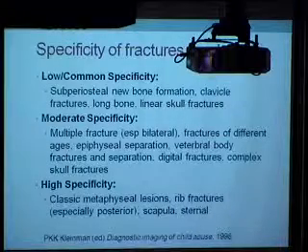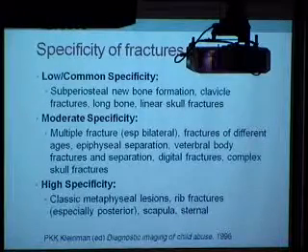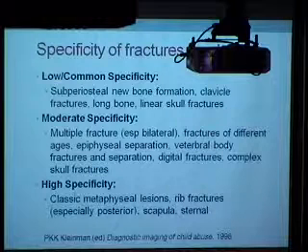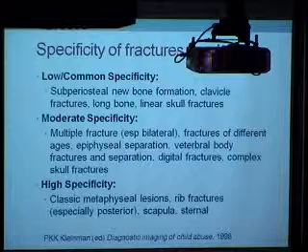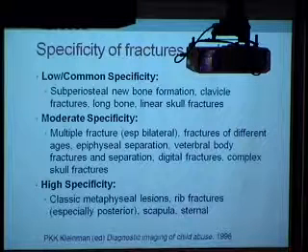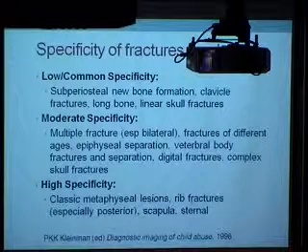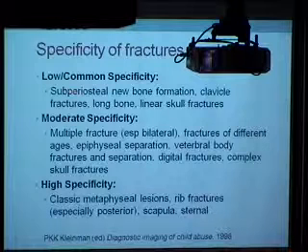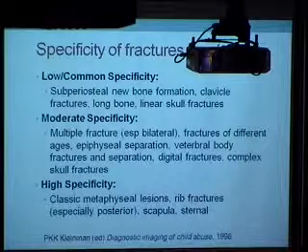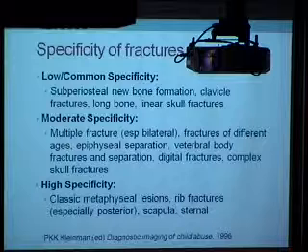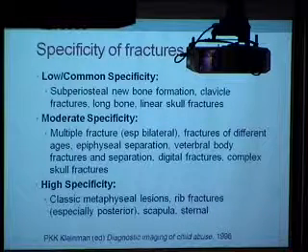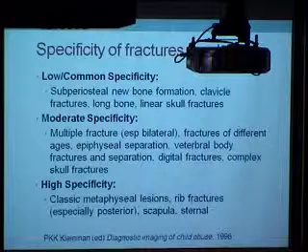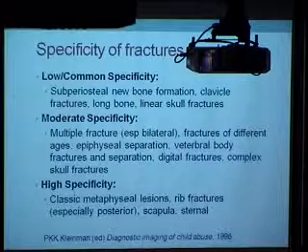So, specificity of fractures for abuse. There are many fractures that have very low specificity. They could be accidental. They could be abusive in the right scenario, one way or the other. So subperiosteal new bone formation, clavicle fractures, long bone fractures, and linear skull fractures are all common with accidental trauma as well. Moderate specificity, multiple fractures.